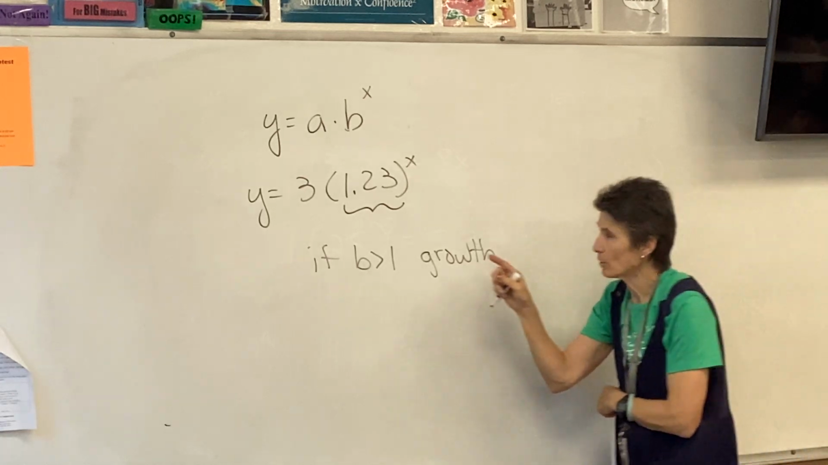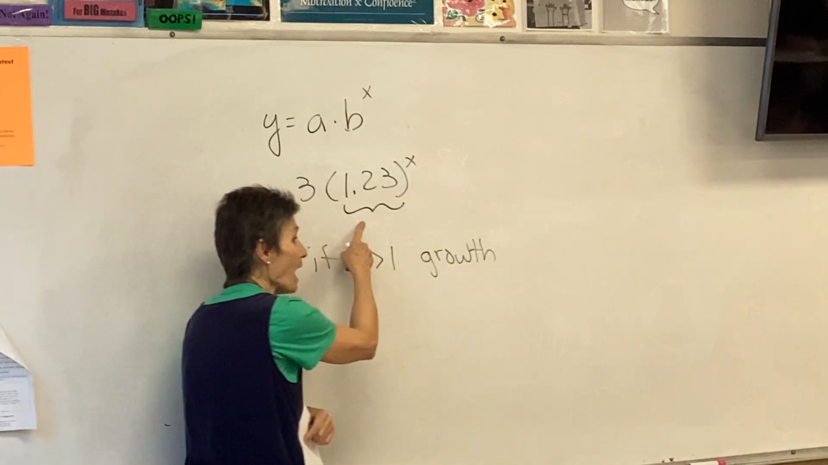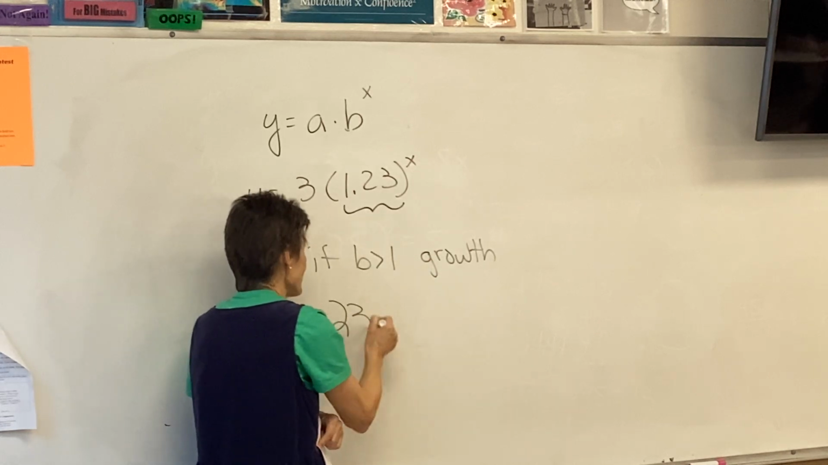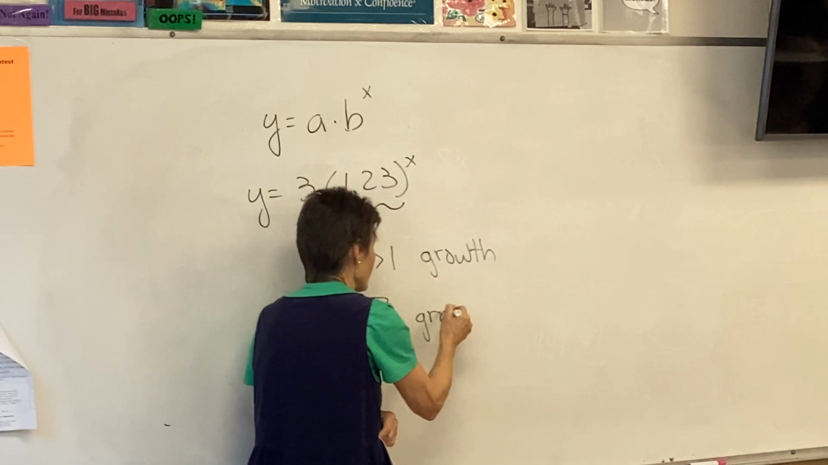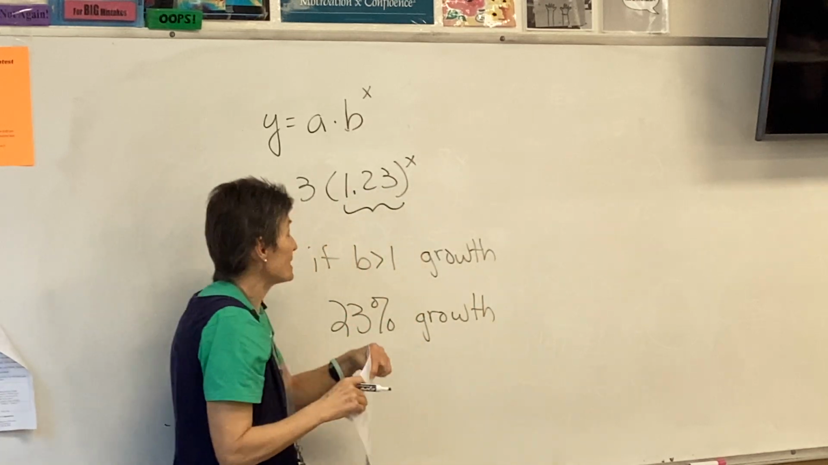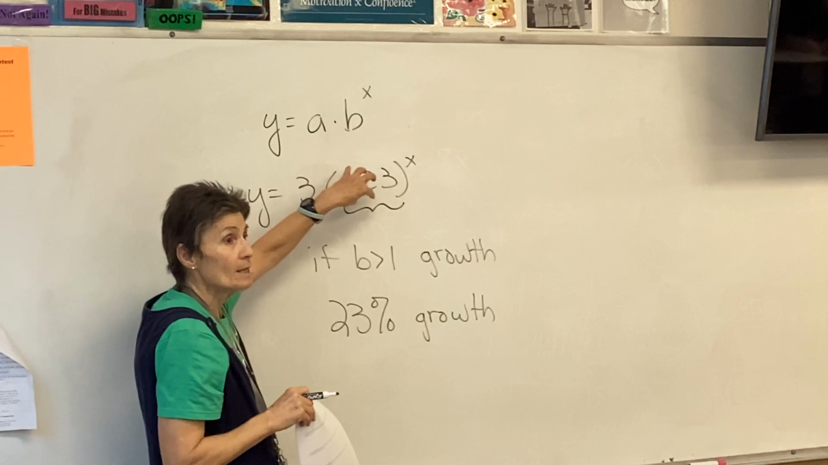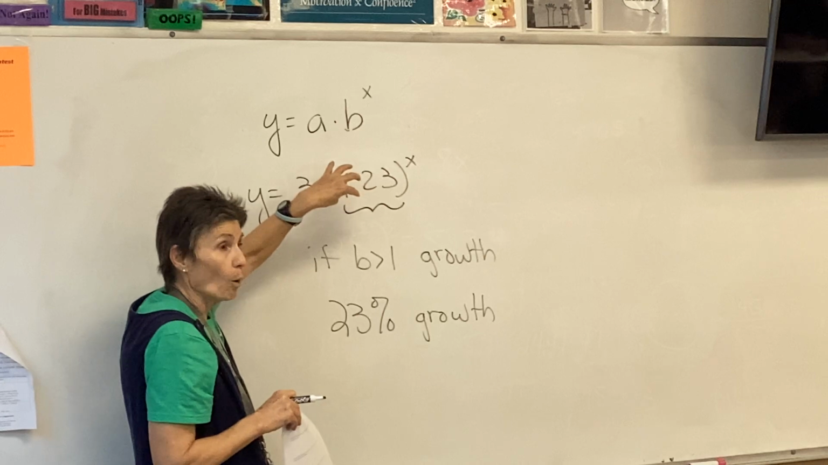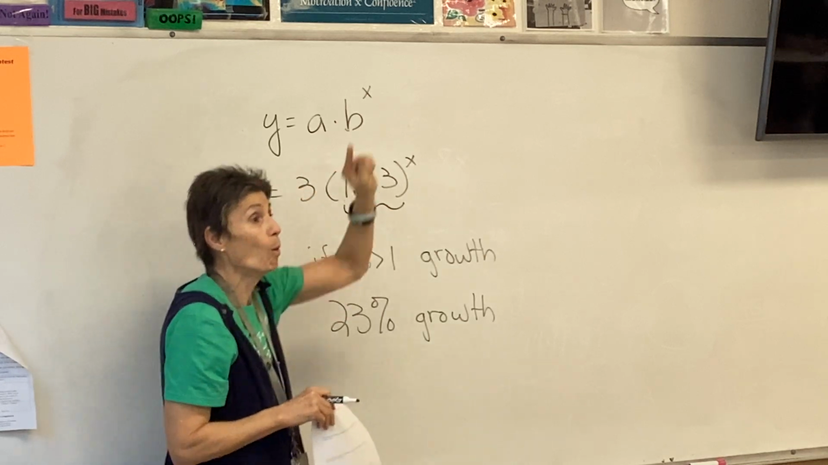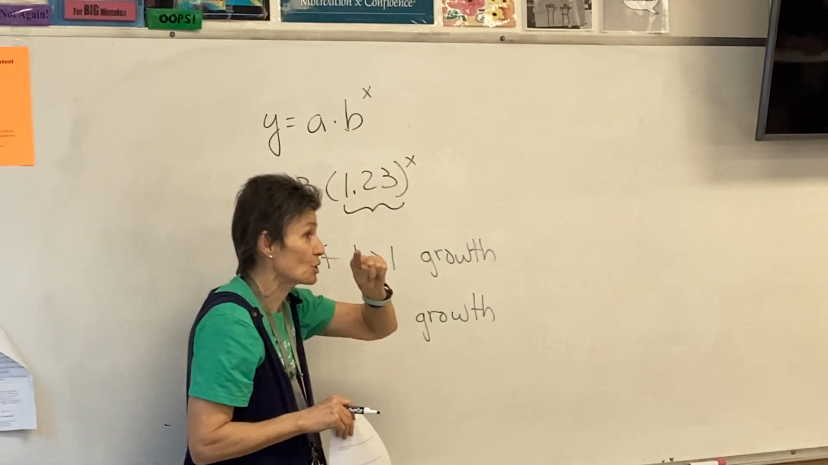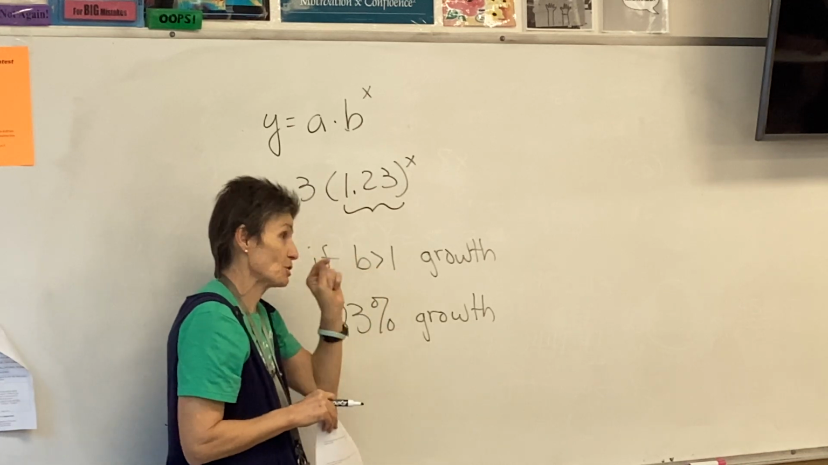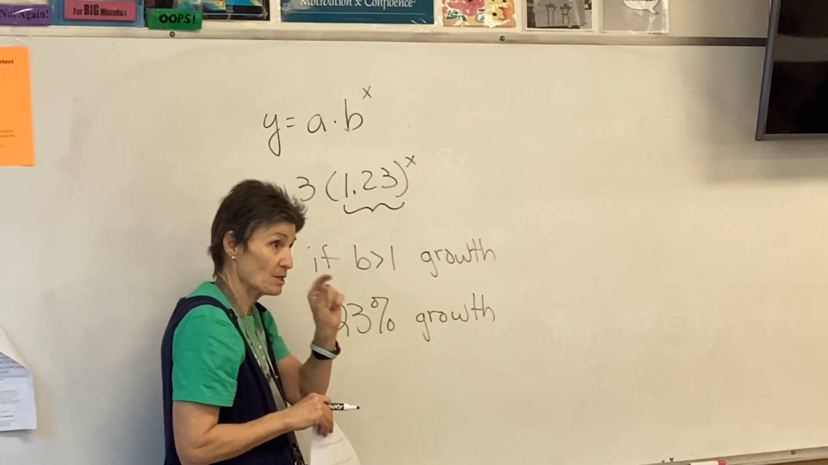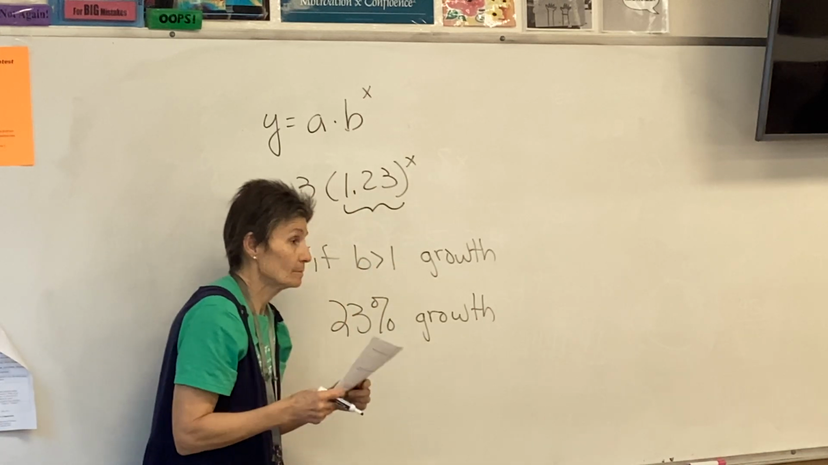The rate of growth and decay is how much bigger than 1 or less than 1 we are. So this number is bigger than 1. How much bigger than 1? 0.23. So 23% growth. This number right here is never the percent. You always either see how much more than 1 it is or how much less than 1 it is. And that's your percent. More than 1, less than 1. That's your percent.